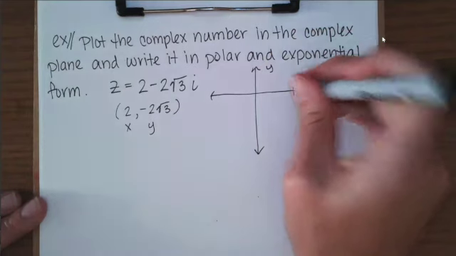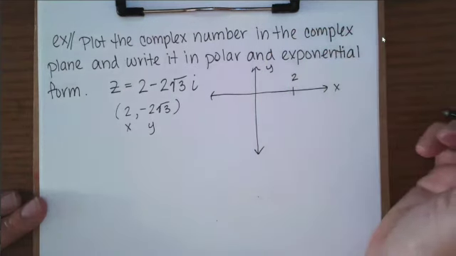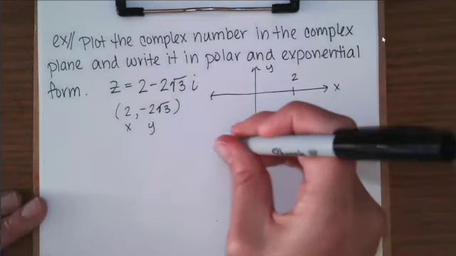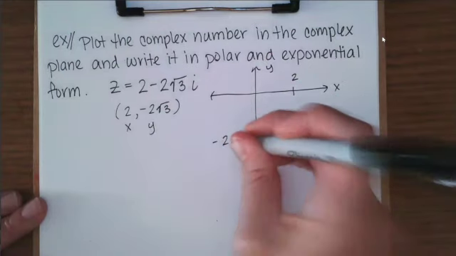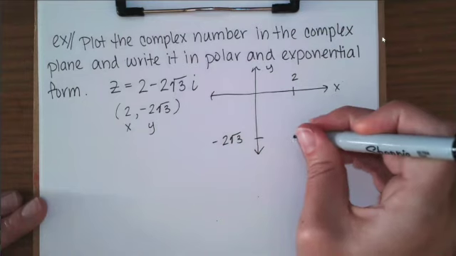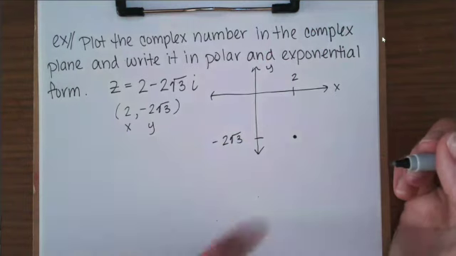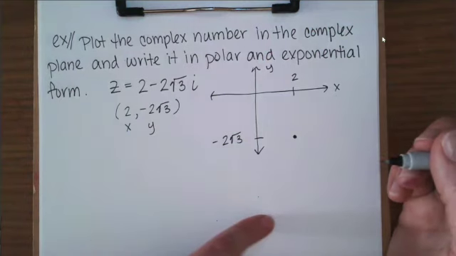So our x coordinate, the real part, is 2. Our y coordinate is negative 2 root 3. So our point is going to be here. So what we want to do to get it in polar and exponential form, we need to find two things. We need to find r and theta.